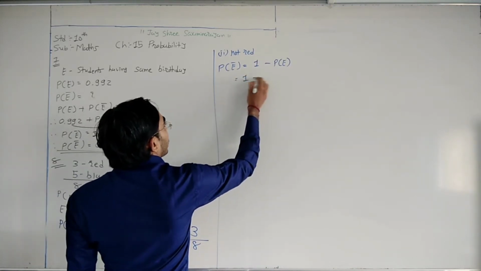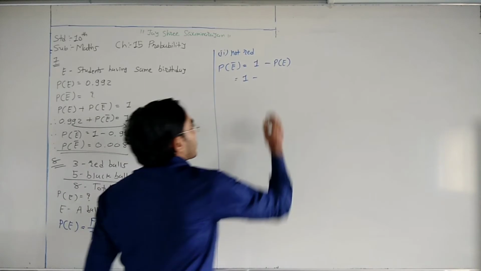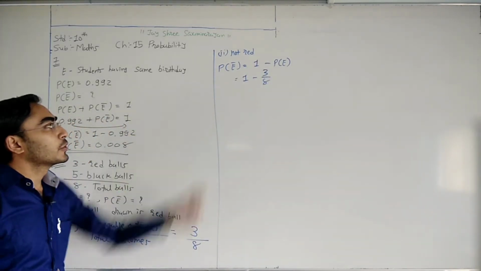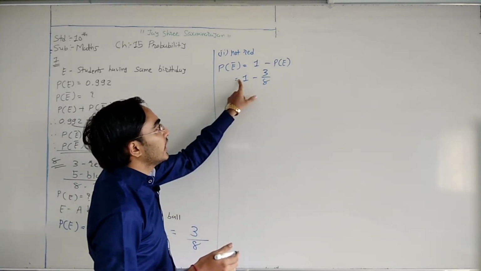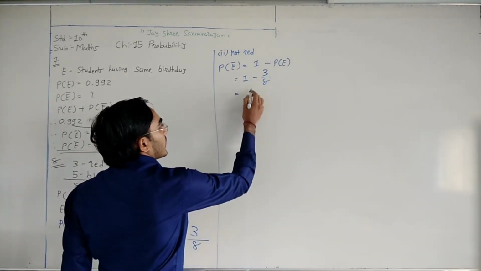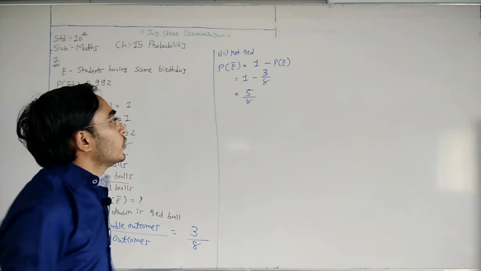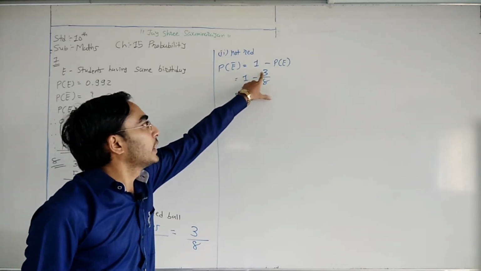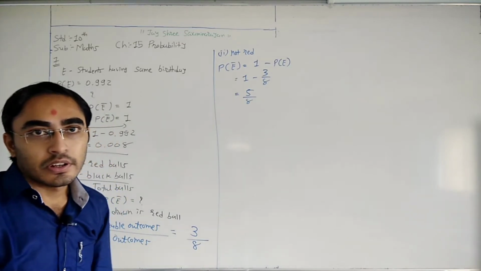Now 1 minus P of E, that we already know, 3 by 8. Right? 3 by 8 we need to put here. Now we need to take the LCM. 8 ones are 8 minus 3, 5 divided by 8. This is our second answer.